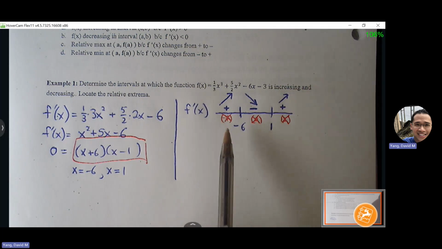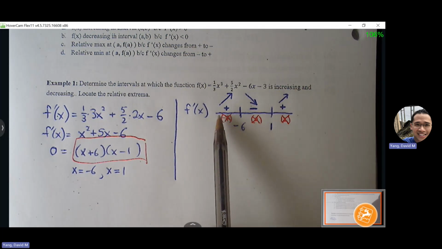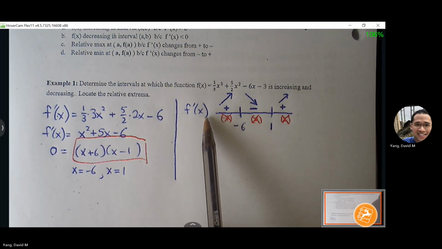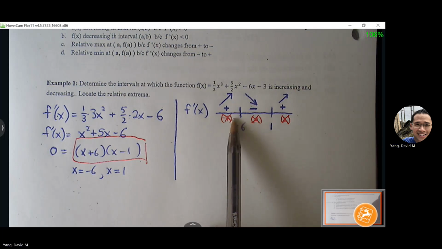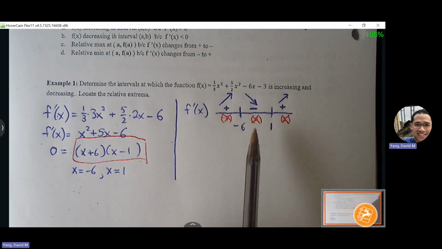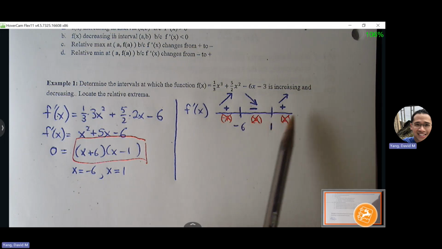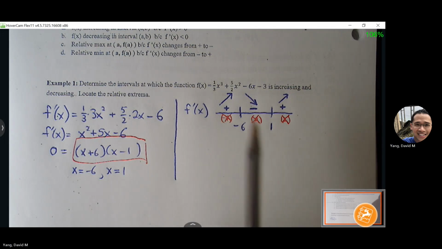So what about your interval increase decrease, right? Where's your graph increasing from? Negative infinity to -6. Yep. And then also from 1 to infinity. We use parentheses for all these intervals. And then where's the graph decreasing?